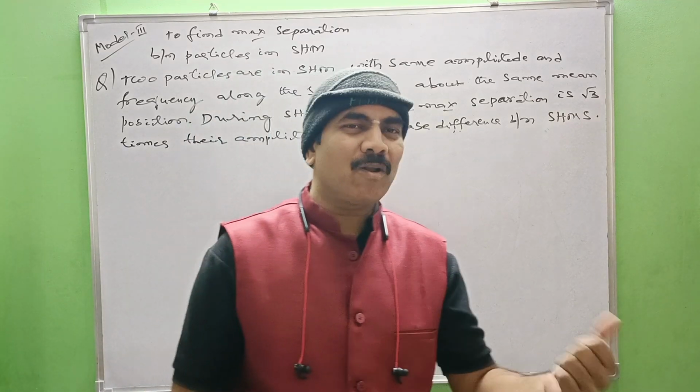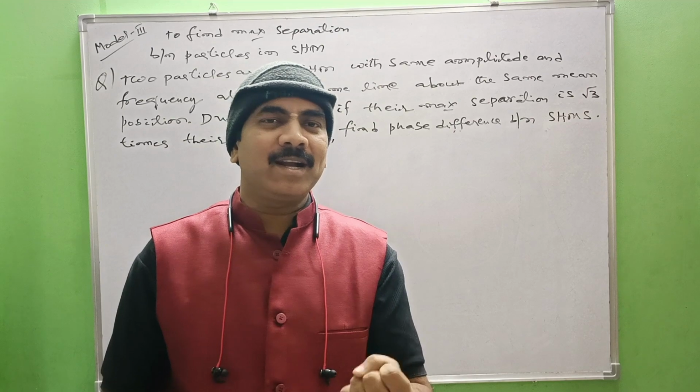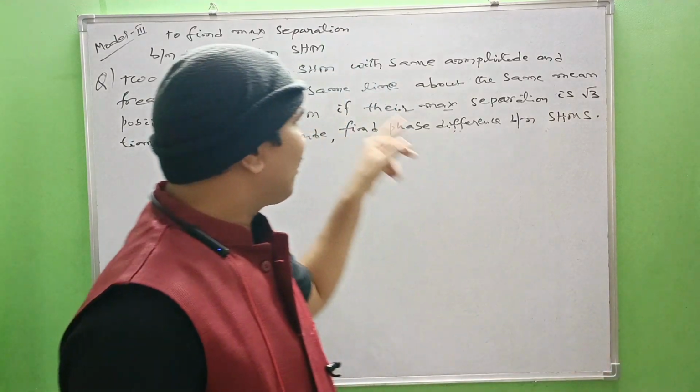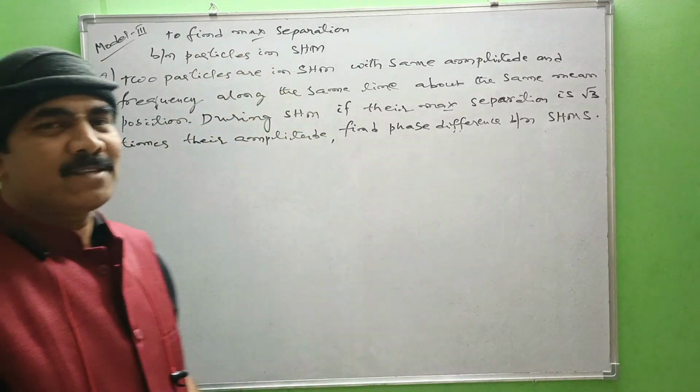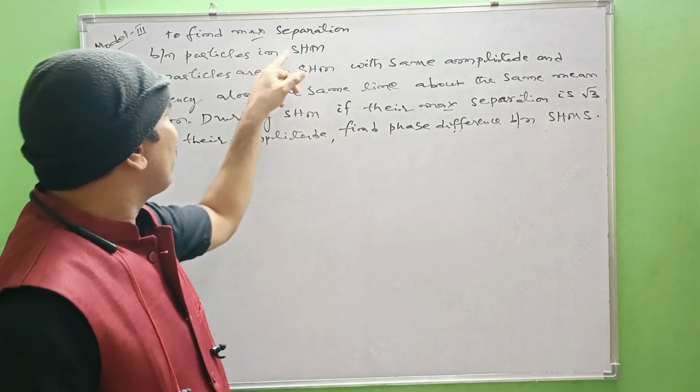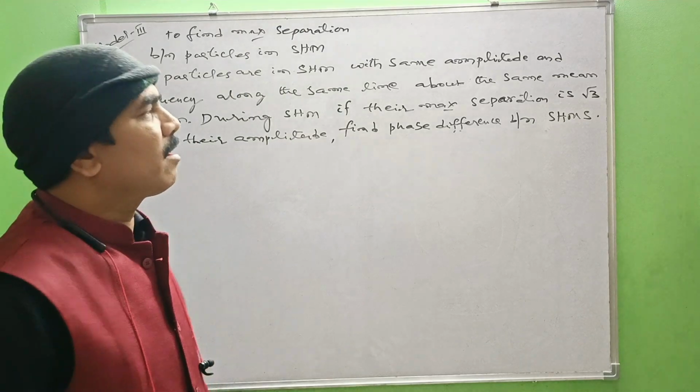Let us see model number 3. Already we have completed two models. Now it is the turn of the third model, that is to find the maximum separation between particles in simple harmonic motion. Maximum separation between particles in simple harmonic motion.